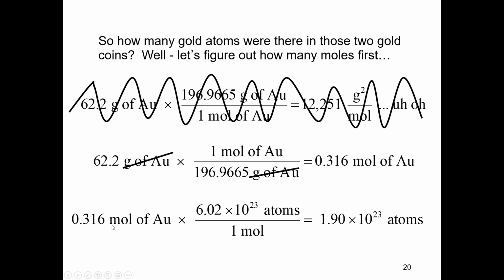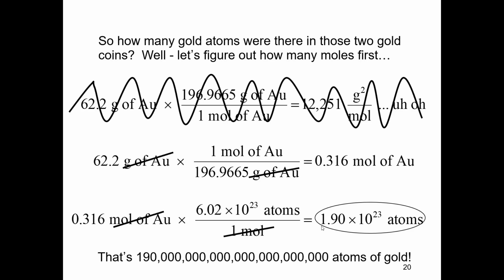Here you can think of the mole as also being a unit. So we cancel out our units of moles, and that leaves us with units of atoms. We multiply that and we get 1.90 times 10 to the 23rd atoms of gold in those 2 coins. That's a lot of gold.